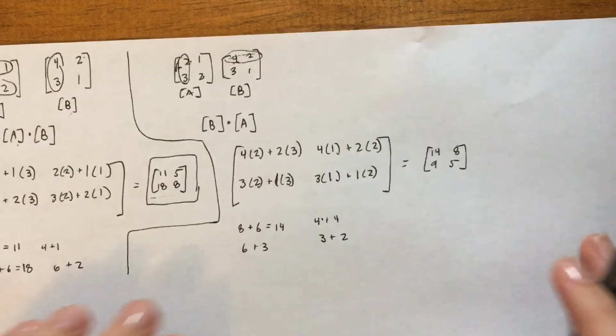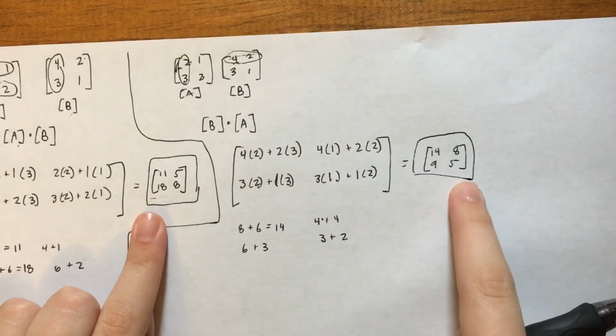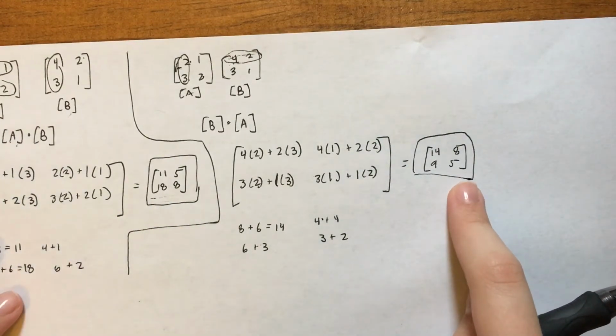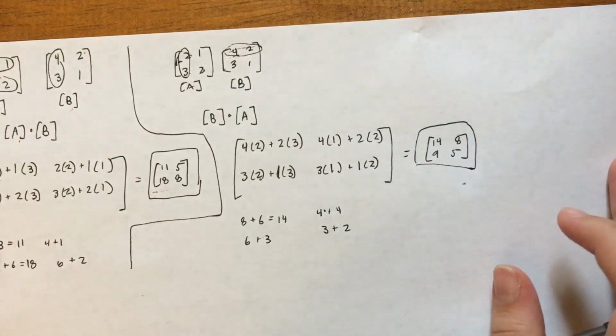So you can see that order matters a lot in multiplying matrices. So it's important to always read the problem carefully.